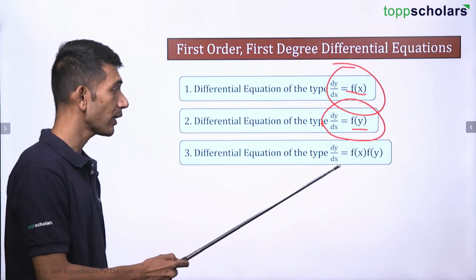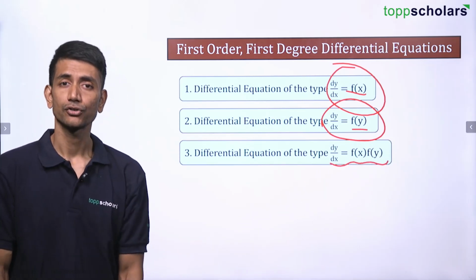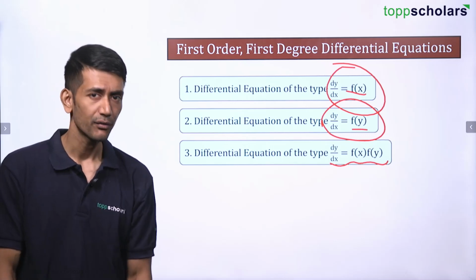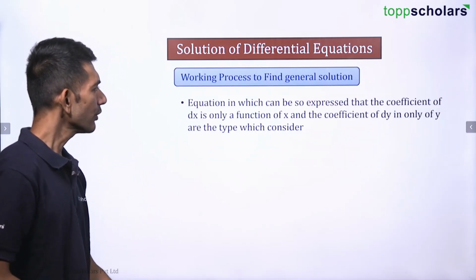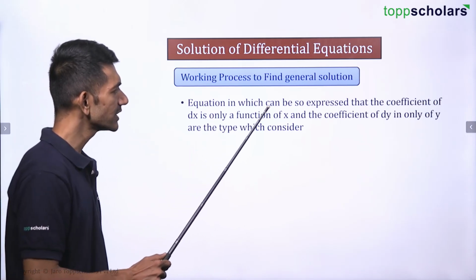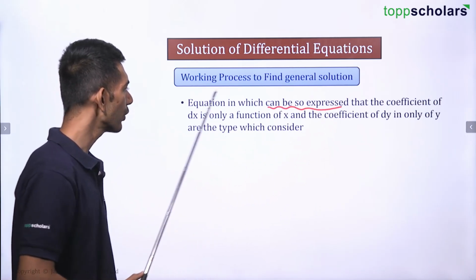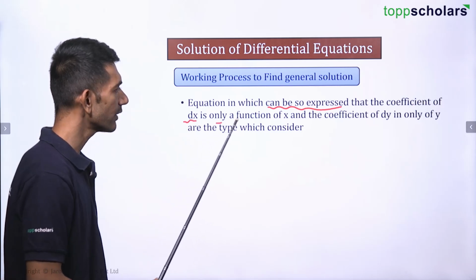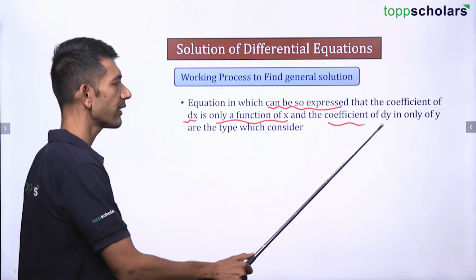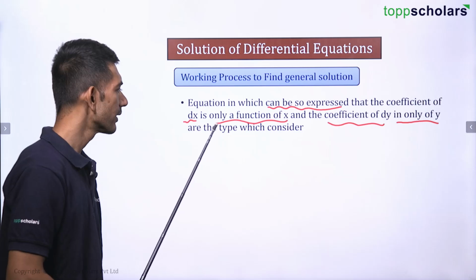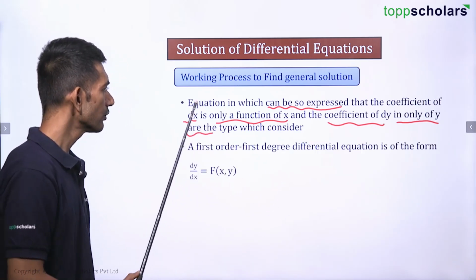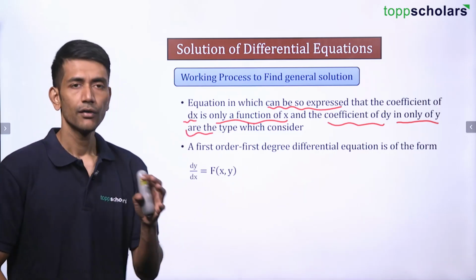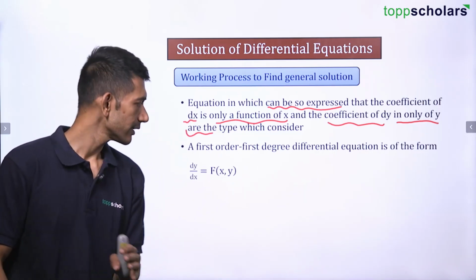And then we can also have the product of the two functions on the right hand side, f of x into f of y. Correct? Okay. So equations which can be expressed such that the coefficient of dx is only a function of x and the coefficient of dy is only of y are the types we consider. So these are the equations where we will find the general solution also.